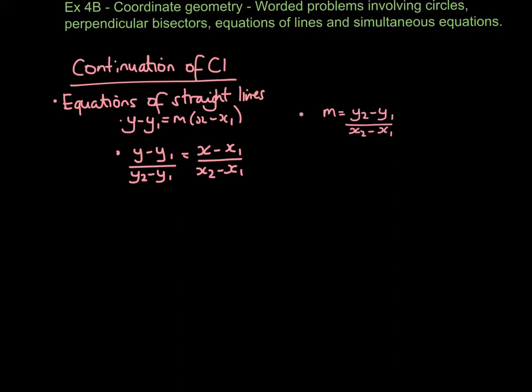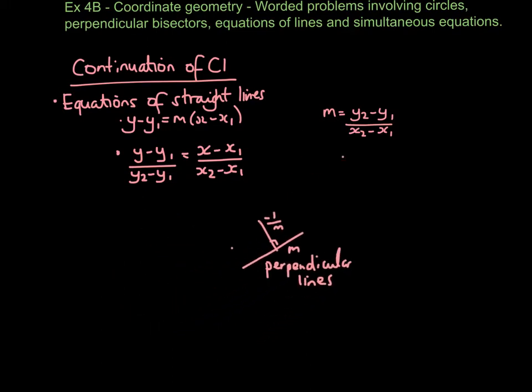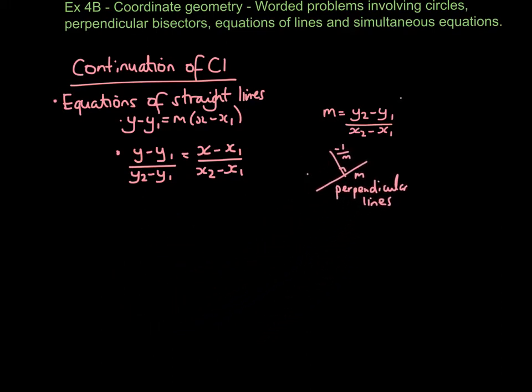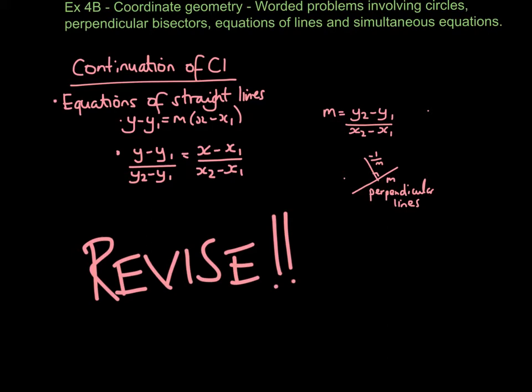Okay, and at the end of the chapter in C1, we looked at perpendicular lines. So remember, if the gradient of one line is m, then the gradient of its perpendicular line is minus 1 over m. So it's that negative reciprocal. Effectively, you flip the gradient upside down and change the sign. Those are all the things you'll need from C1, and I'm just going to assume that you know them. If you're rusty on any of that, then it's probably a good idea to stop this video and revise some of that work from C1, just so you're happy with it.